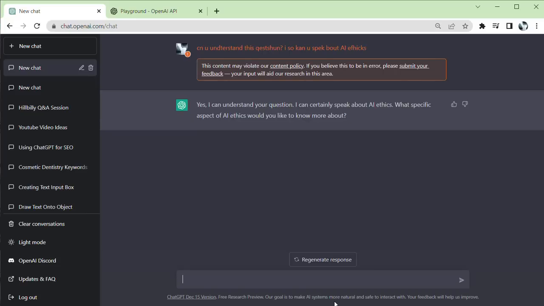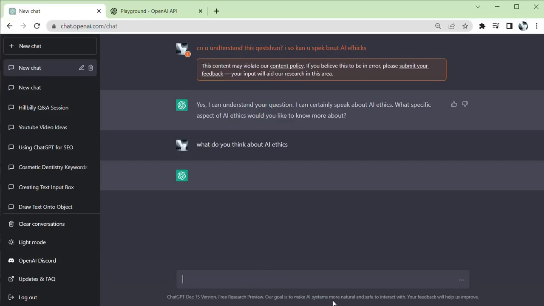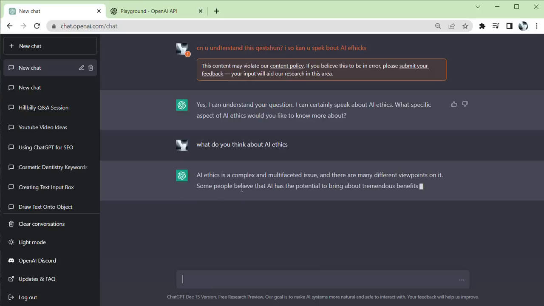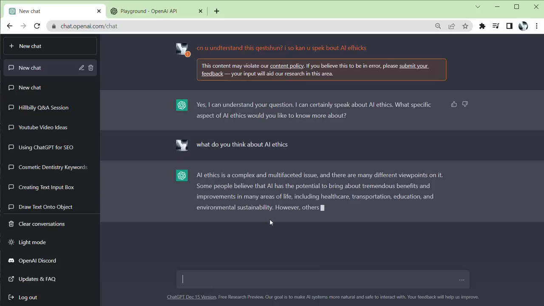Somehow I violate the policy here. He says he certainly can speak about AI ethics. What do I want to know? What do you think? Now he's thinking, as ethics is complex and multifaceted. Some believe AI has the potential to bring about tremendous benefits. Others think it's the end of the world.